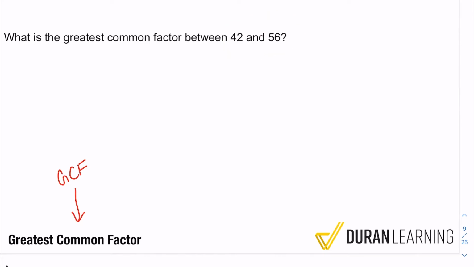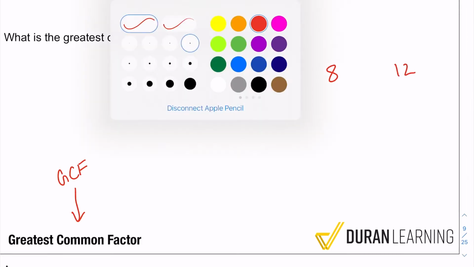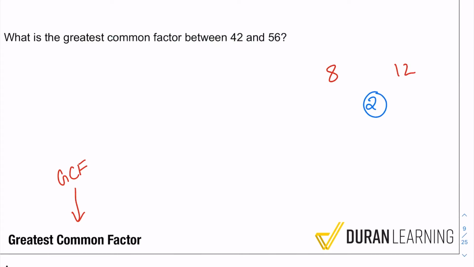So here's a small example before I go into this one. Let's say we're looking at 8 and 12. If we're looking at a common factor between them, you could for sure say 2. 2 is a factor of both 8 and 12. That's true, but is it the greatest common factor? Is it the biggest one? No, it would be 4, because 4 can go into both 8 and 12, and that's the largest number that can do that.